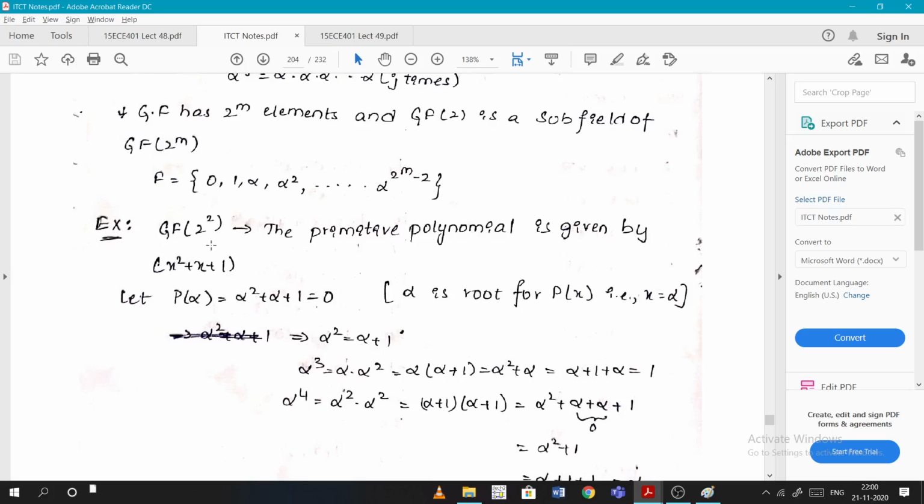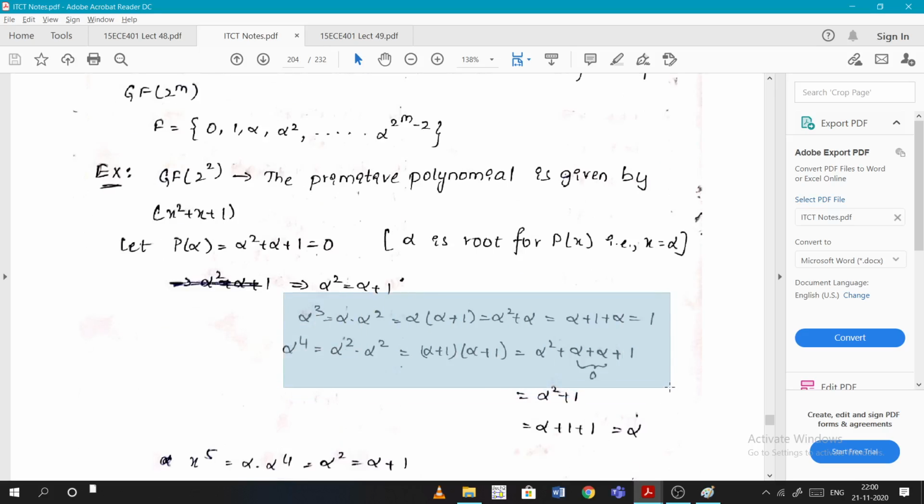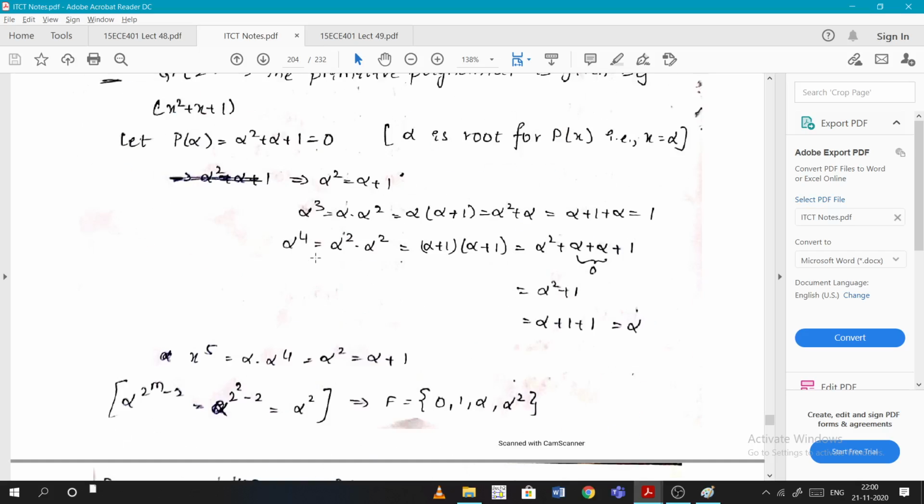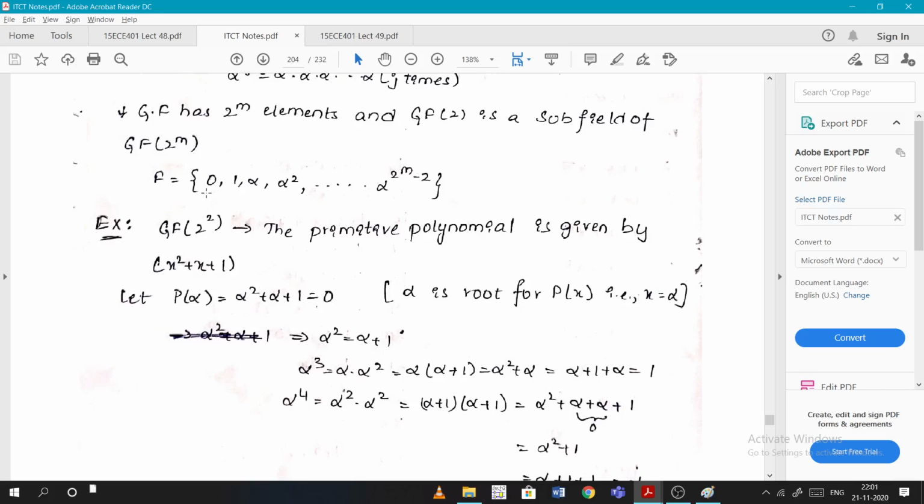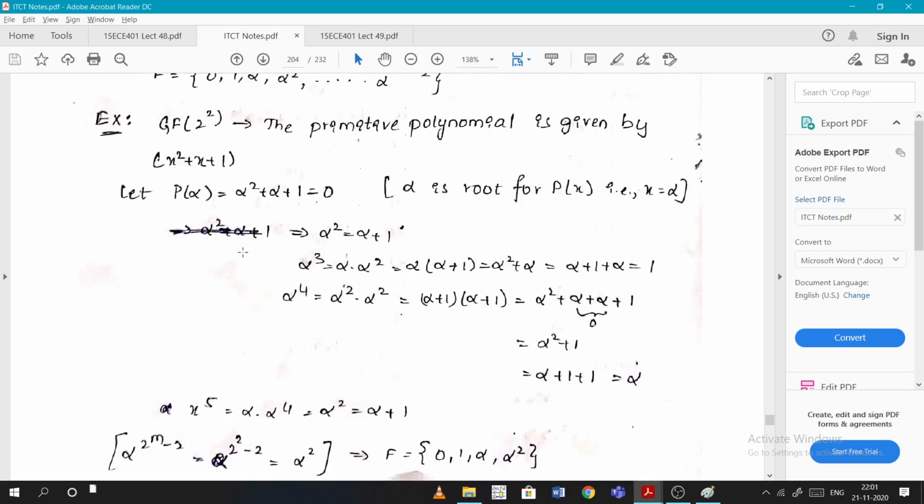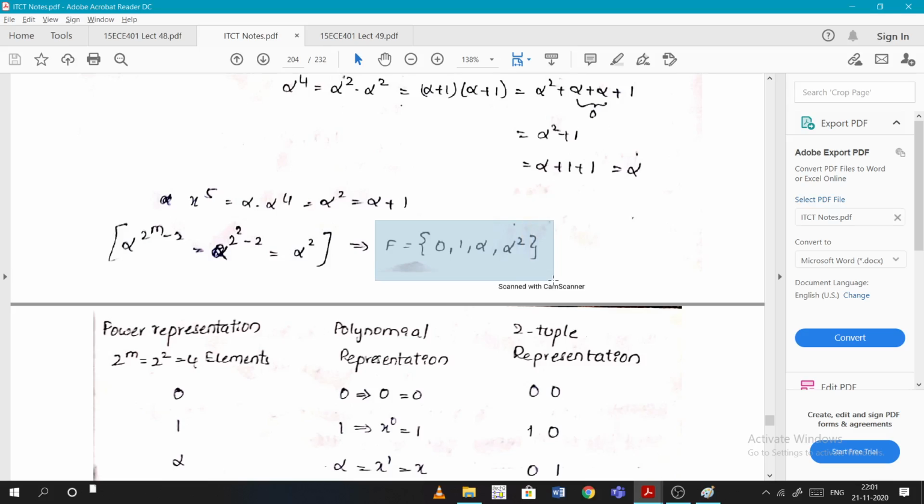But actually in this question, 4 is 2 square, so m is 2. Up to alpha square only we will get, that means 0, 1, alpha and alpha square only. These are just for understanding, we have told here. So basically the Galois field only requires 0, 1, alpha and alpha square, because it is up to 4 only, 2 power 2, where m is 2. So the set of elements in the Galois field is 0, 1, alpha and alpha square.